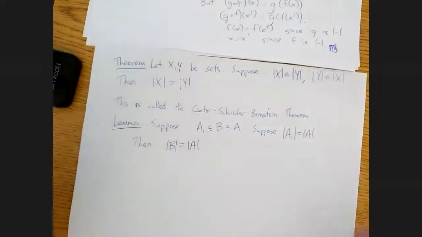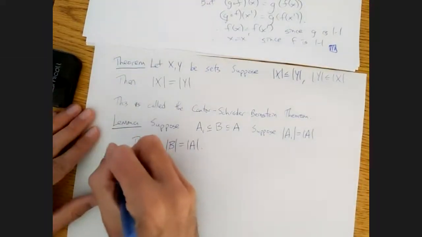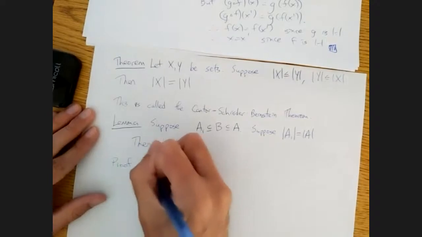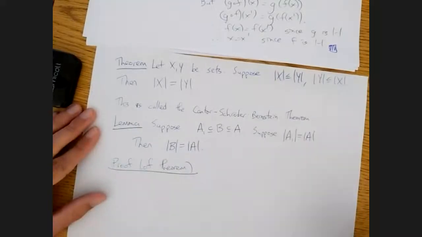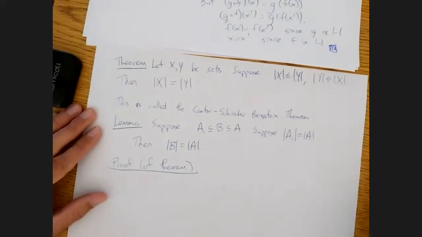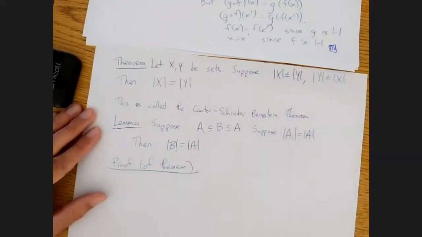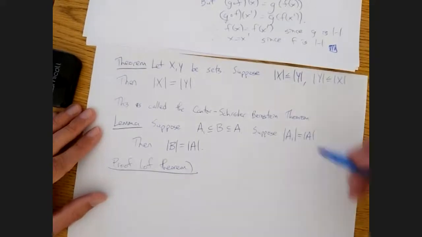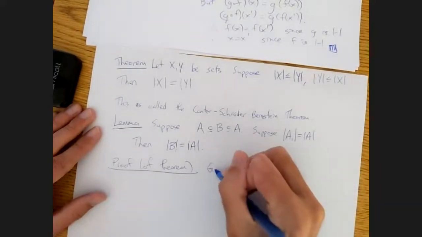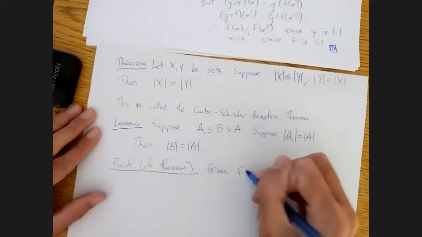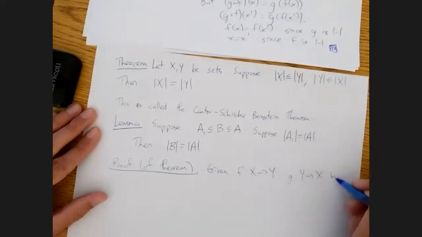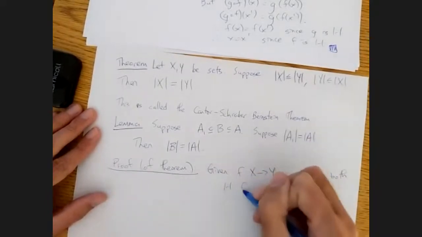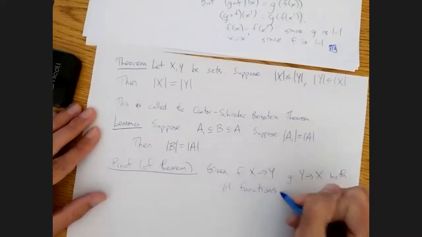Okay, now let's use this lemma to prove the theorem. And then on Wednesday, we just have the task to prove this lemma. It's pretty hard, but at least it's not as bad as the theorem. Okay. So let's prove this theorem. We're given f from x to y, g from y to x, both one-to-one functions. Okay.